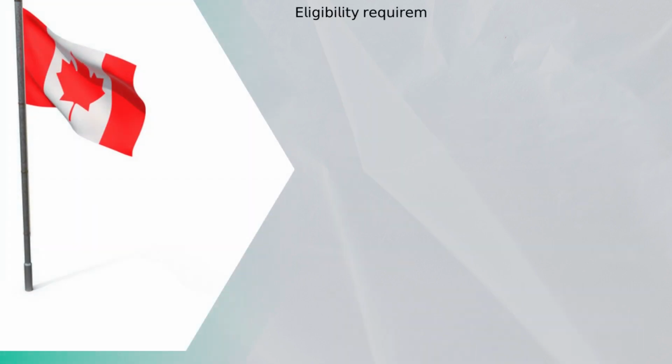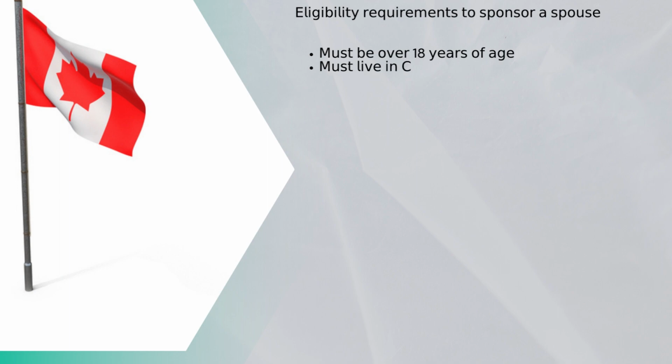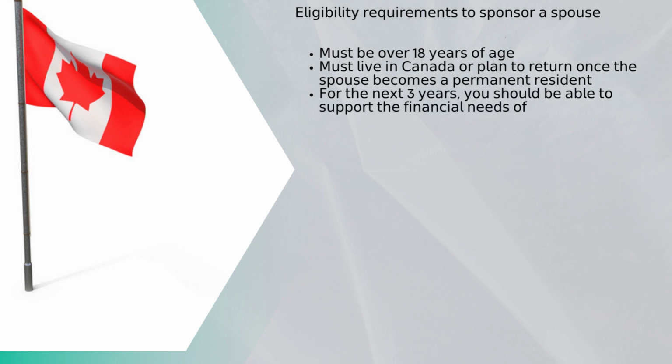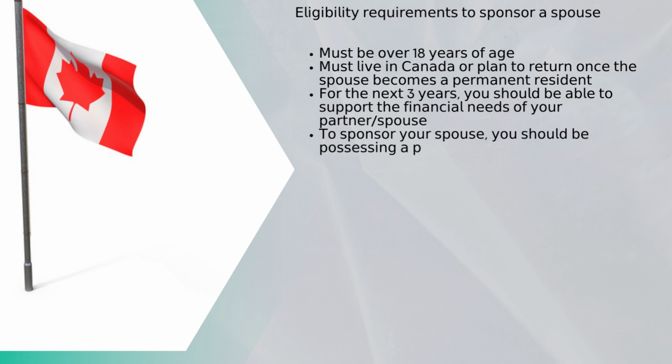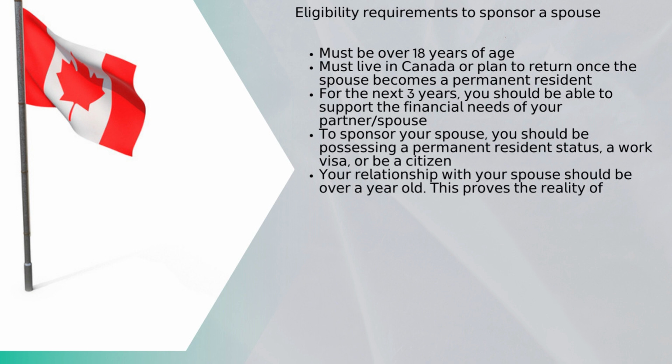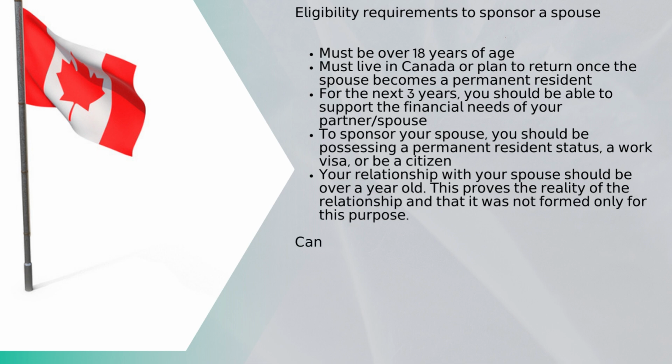Eligibility requirements to sponsor a spouse. Must be over 18 years of age. Must live in Canada or plan to return once the spouse becomes a permanent resident. For the next 3 years, you should be able to support the financial needs of your partner, spouse. To sponsor your spouse, you should be possessing a permanent resident status, a work visa, or be a citizen. Your relationship with your spouse should be over a year old. This proves the reality of the relationship and that it was not formed only for this purpose.